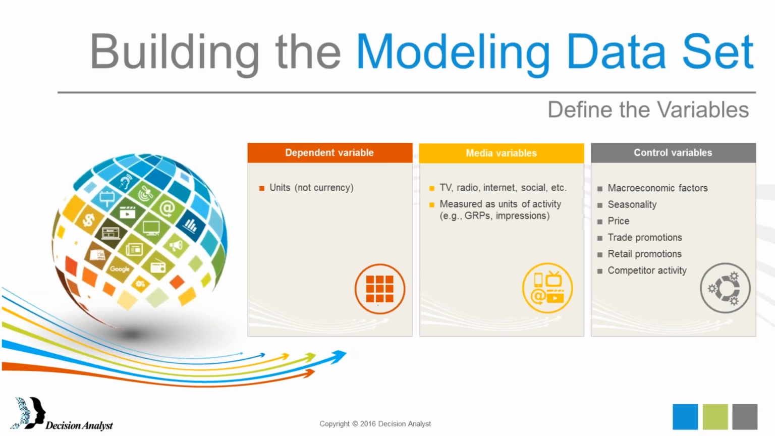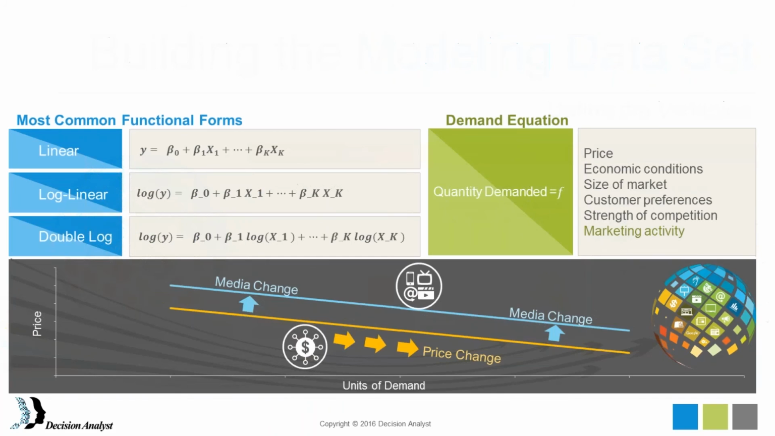And so that's why it's very, very important to have these control variables and data on these control variables going back for the same dimensions, those cross-sections, markets, for example, and the same units of time, whether it be weeks or months, going back in time so that we can build this modeling data set. We have all of the variables for all of the dimensions and all the units of time.